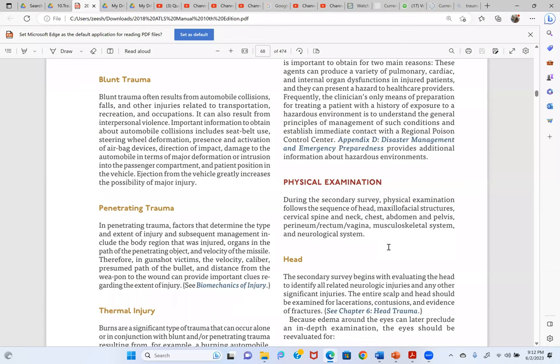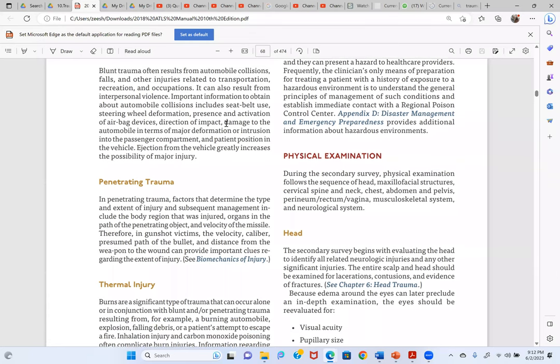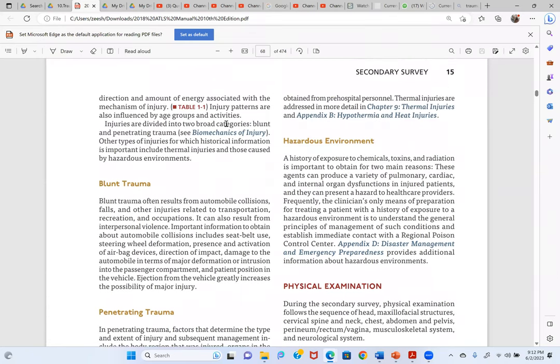Okay, so we were here. Blunt trauma often results from automobile collisions. There will be some difference between blunt trauma and penetrating trauma. We had discussed some of the findings. Even if you remember, when we do BLS there is a phrase we use: scene is safe. So we have to consider these things. I think this is the same thing.